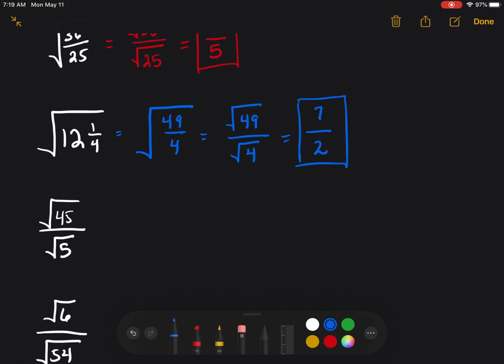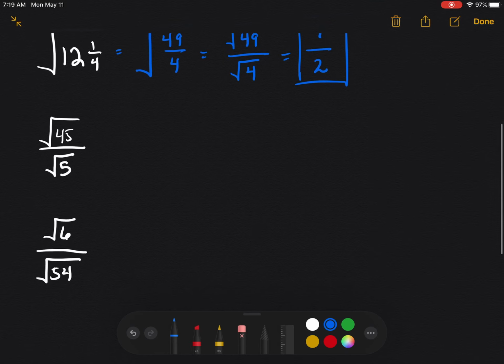Now, sometimes you will have this problem, where neither of those are perfect squares. Well, let's work it out. What can I do? Sometimes you just have to try things. I know that this is the same as the square root of 45 over 5. Well, what else can I do there? It doesn't do me any good to go back and break it up again. That doesn't do me any good.